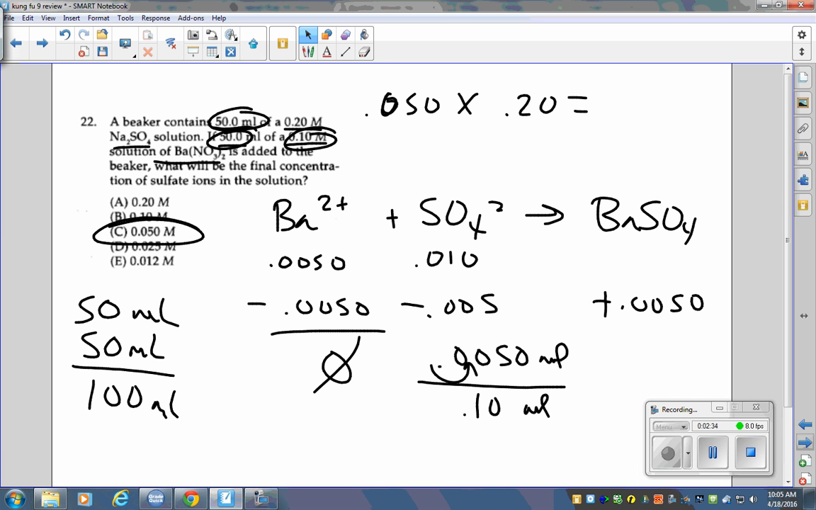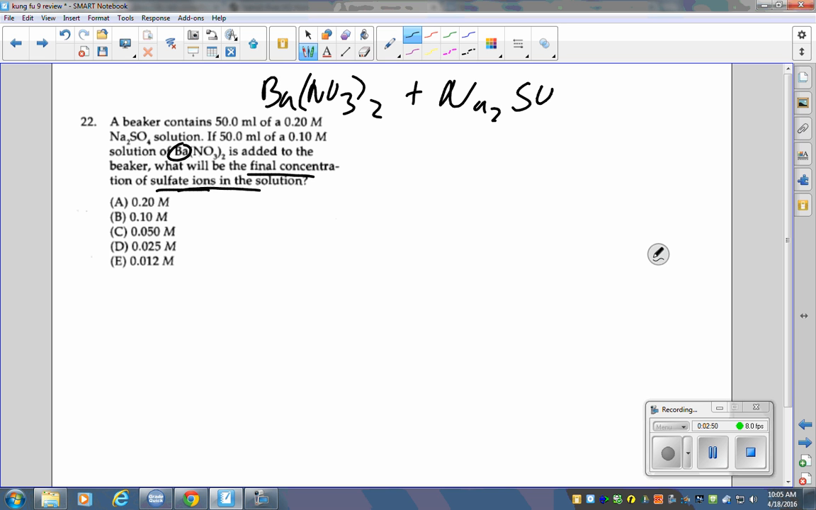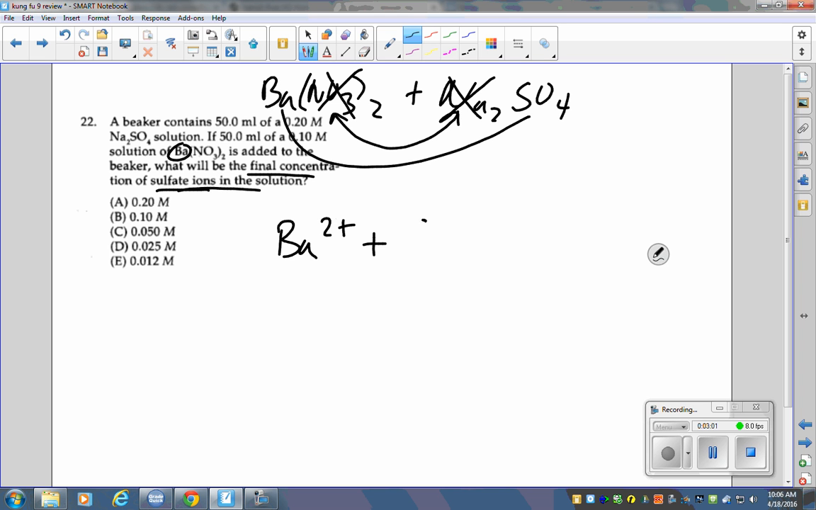Beaker contains, here, let me set this up here. I'll show you this one. Again, contains, what's the final concentration of sulfate ions. It contains barium nitrate, right? You have barium nitrate and sodium sulfate. Remember, it's a double replacement reaction. Sodium and nitrate are going to go together, and Ba and SO4 are going to go together. Those are spectator ions, so those don't matter. So my net ionic equation is Ba2 plus SO4 2 minus is equal to BaSO4 as a solid, right?